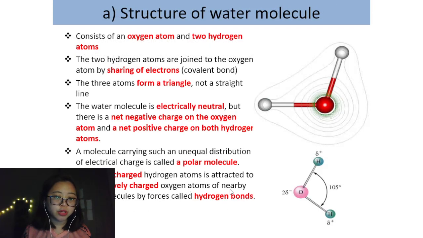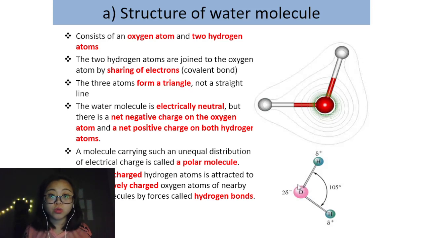Oh, okay, the last point. The last point means kalau ada water molecule lain di sekeliling, hydrogen atom yang ini yang ada slightly positif, dia akan tertarik kepada oxygen atom yang slightly negatif pada molekul air yang lain. That is what is meant by here. Positively charged hydrogen atoms is attracted to negatively charged oxygen atoms of nearby water molecules by forces called hydrogen bonds.